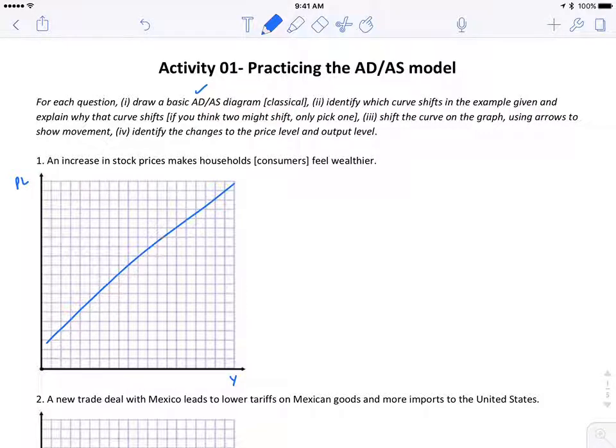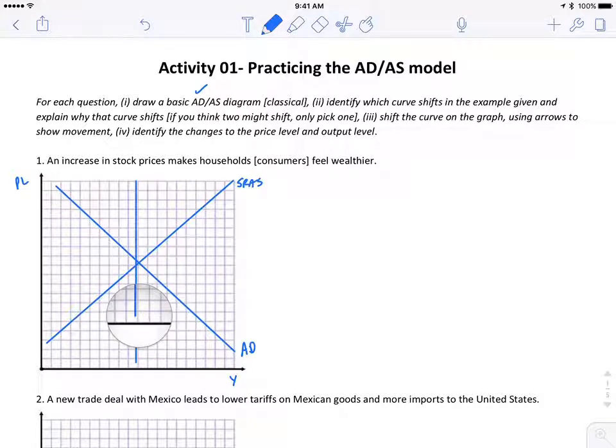We have an upward sloping aggregate supply curve, short run aggregate supply curve, let's call that, appropriately in the classical model, and a downward sloping aggregate demand curve. If applicable, and generally I ask you not to draw it unless you think it's a shift in that, because it just gets a little messier.